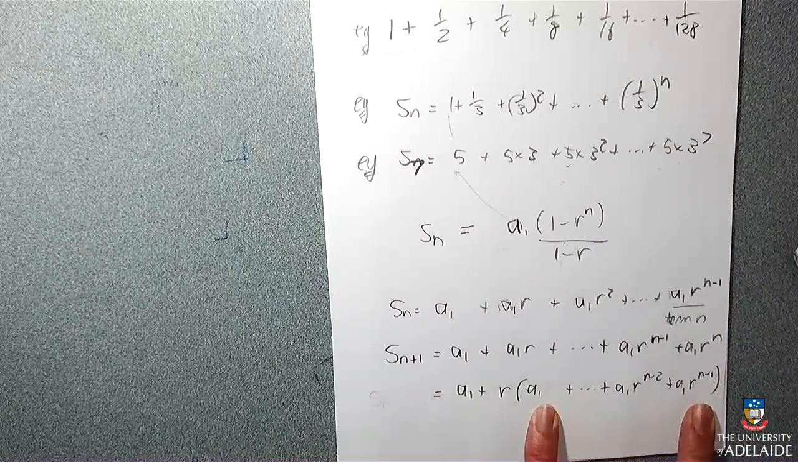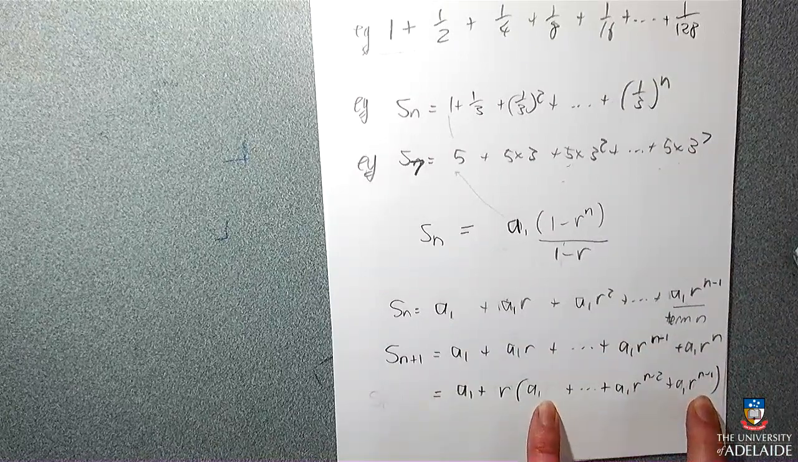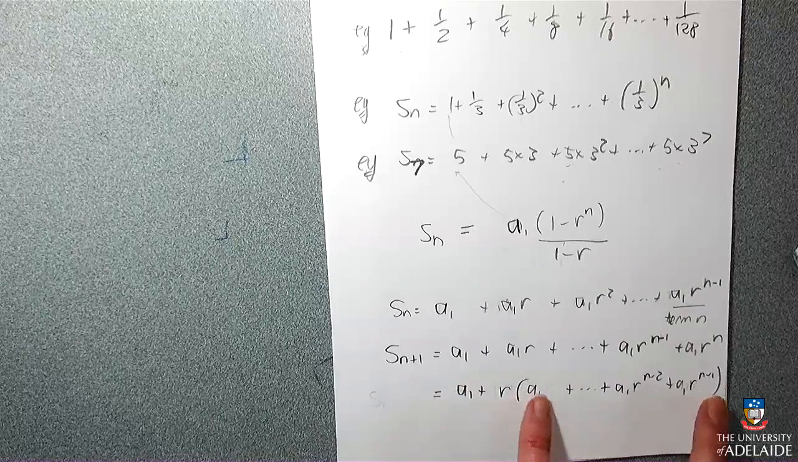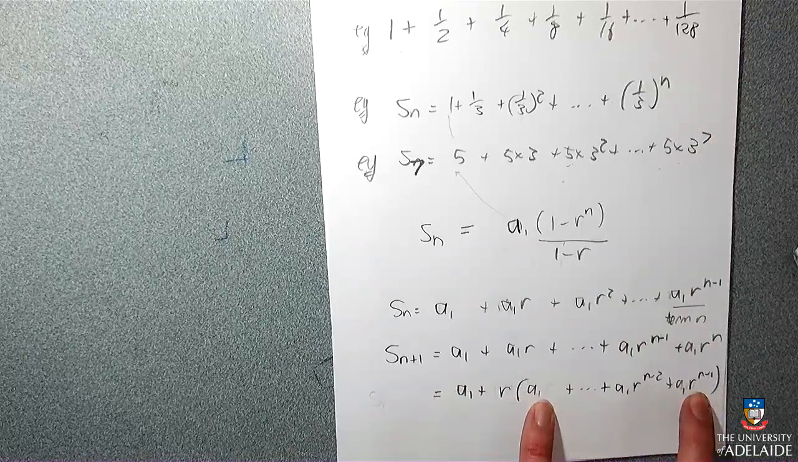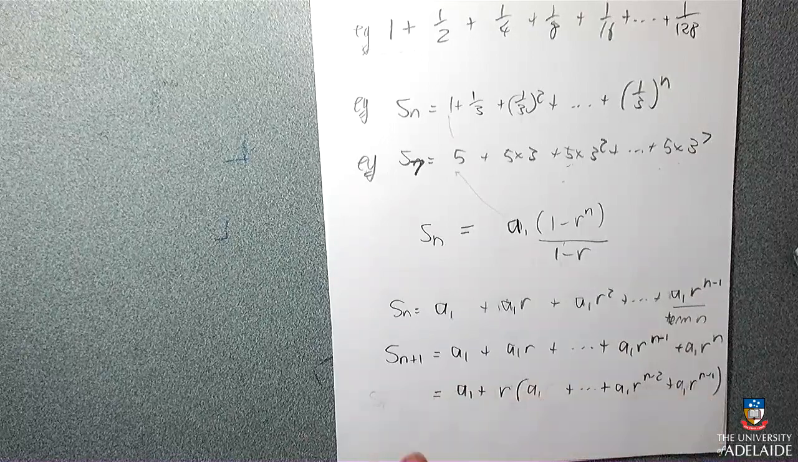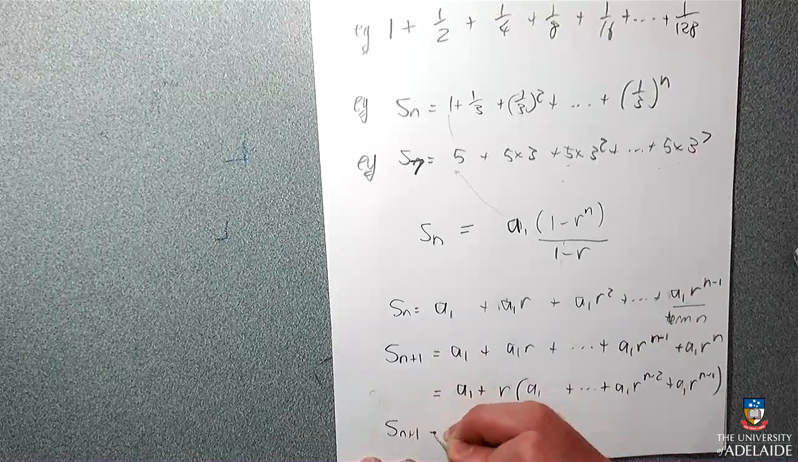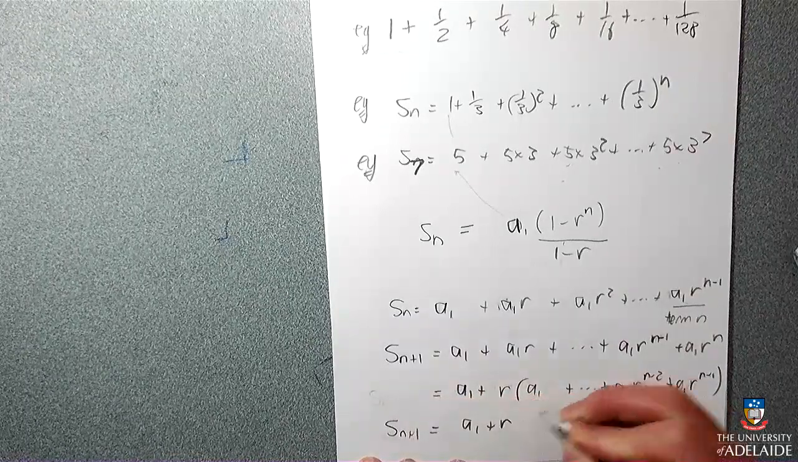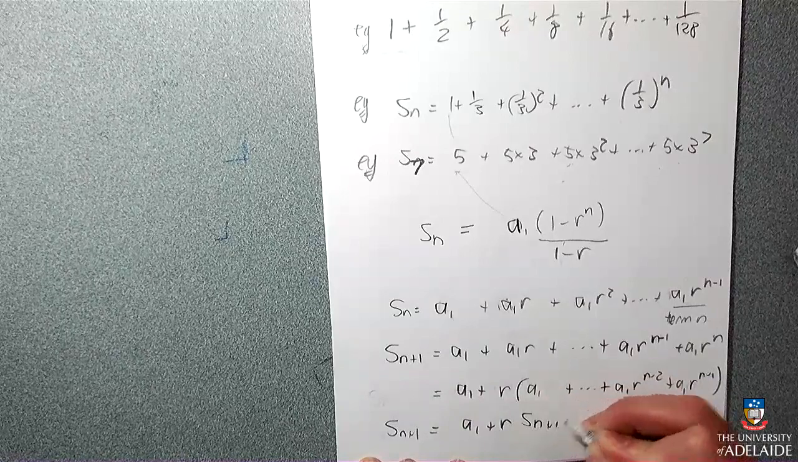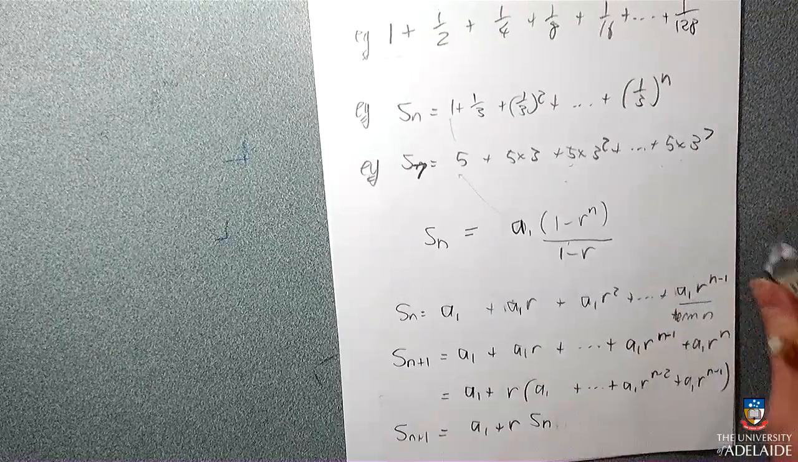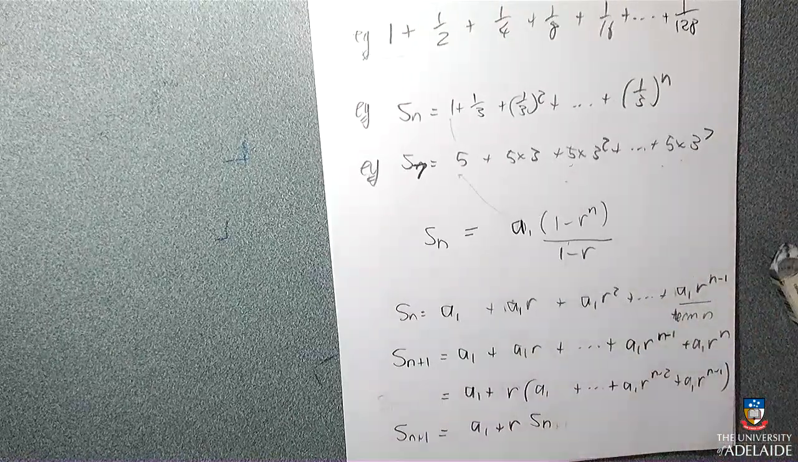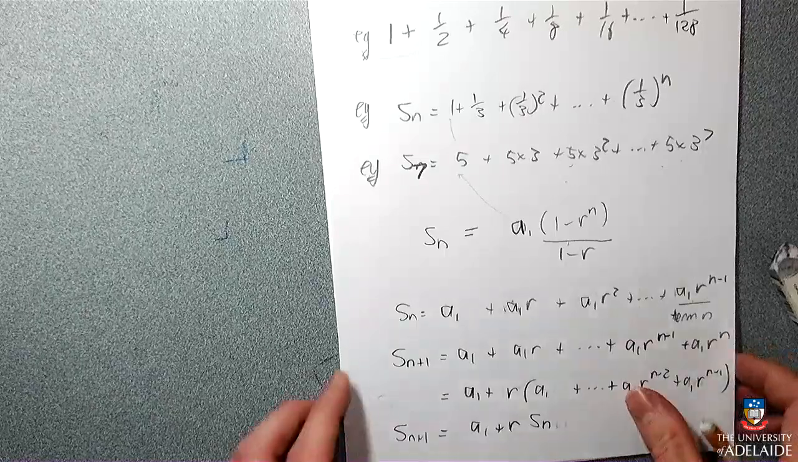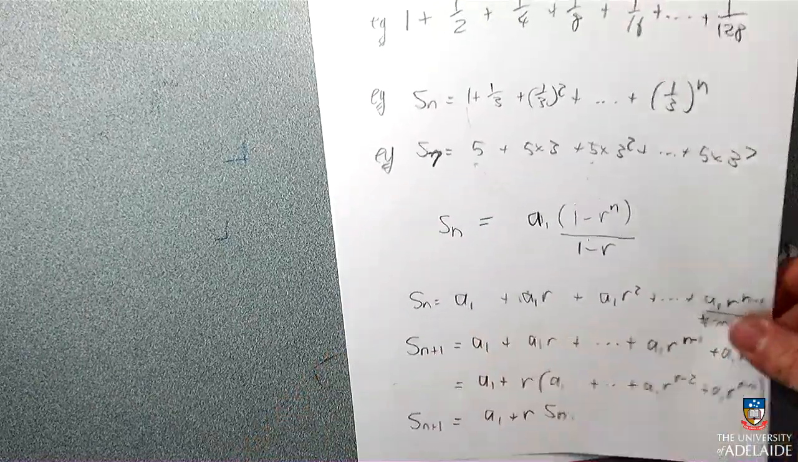They've all got an R in them, and I can pull that R out. And this was Sn. So Sn plus 1 is the same as A1 plus R lots of Sn. Right, that was a magic trick. Okay, well my other magic trick was the one that I was going to do before.